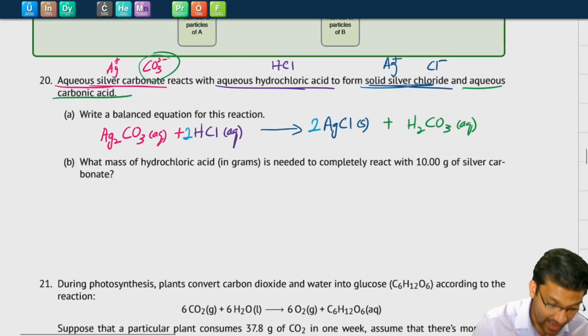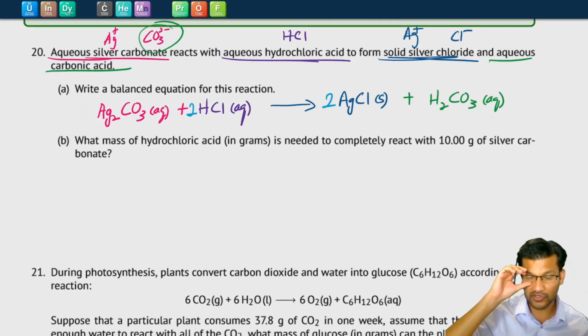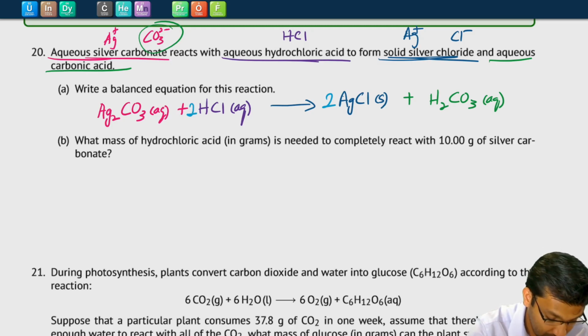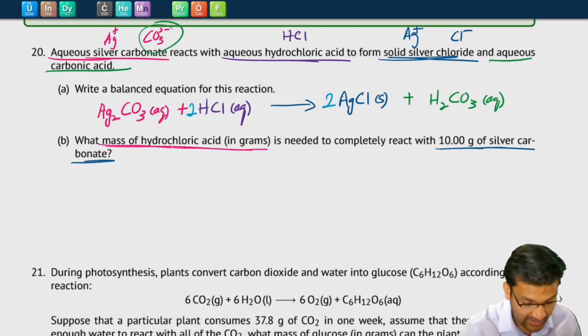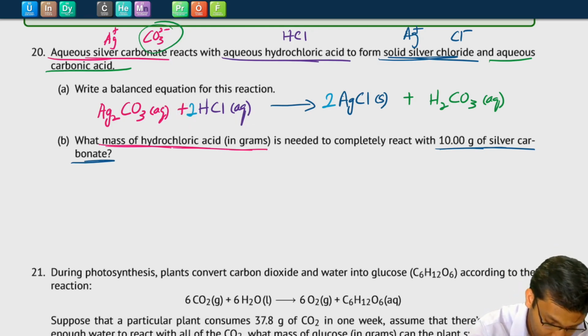Okay, now that we have a balanced chemical equation, we can perform stoichiometric calculations. So let's look at what they're asking for. They're asking for the mass of hydrochloric acid in grams. What we've reacted with is 10 grams of silver carbonate. So we started with 10 grams of silver carbonate that completely reacts. They want to figure out what mass of hydrochloric acid reacts with that silver carbonate. So let's figure it out.